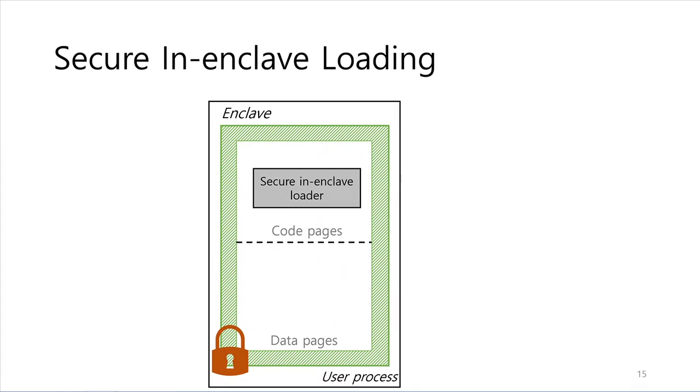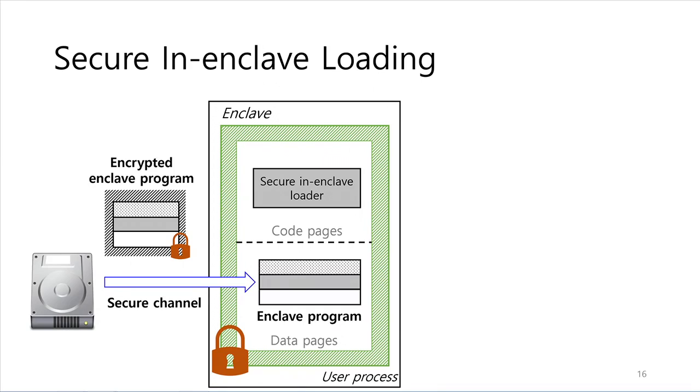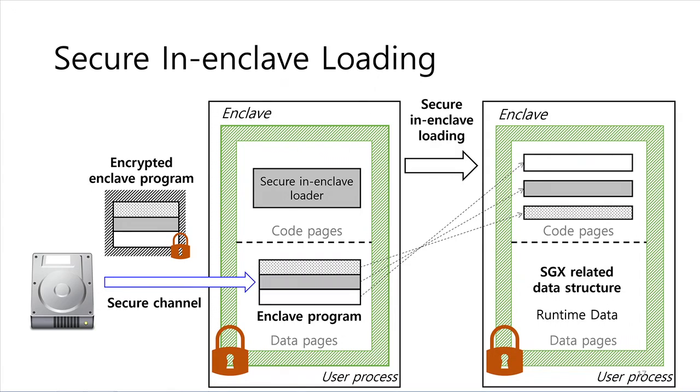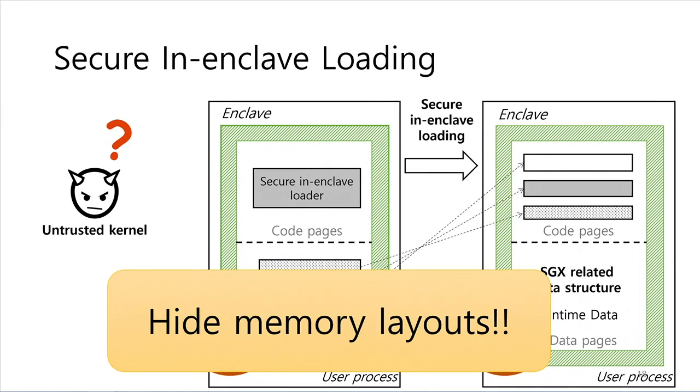To solve this problem, we designed secure in-enclave loading. The basic idea is that when we set up an enclave, we only load a dynamic loader into the enclave. And then after finishing the initialization, at the time the confidentiality and integrity are guaranteed by the CPU, we can load the real enclave program from a secure channel. And then we can conduct the randomization inside the enclave. As a result, we can hide the memory layout from the kernel.